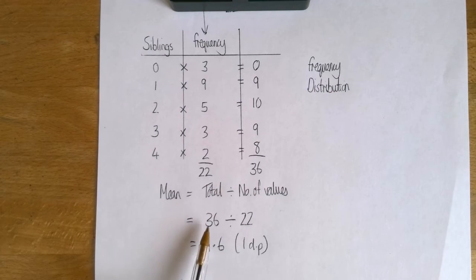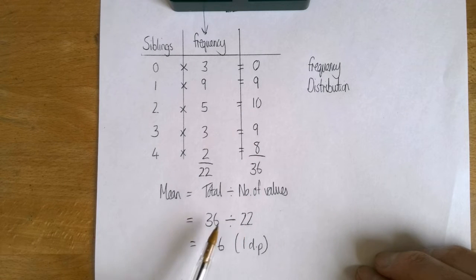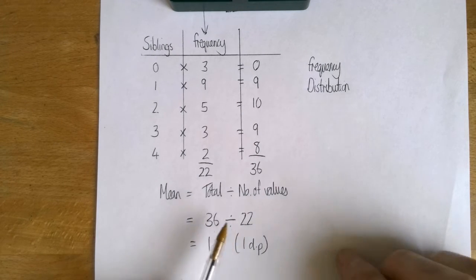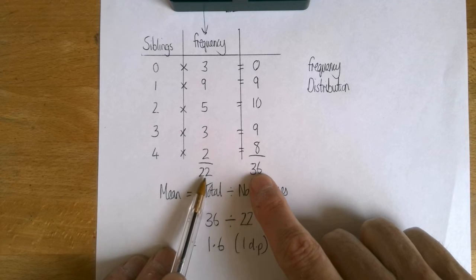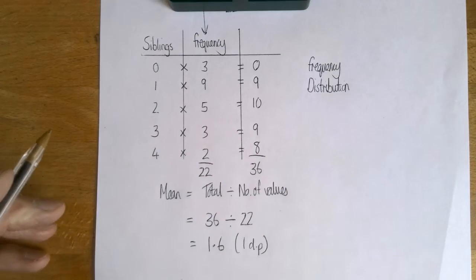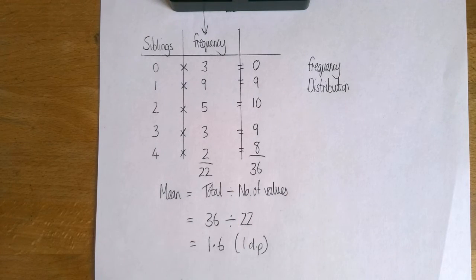And the other thing is the sum you do at the end is the total of all the, in this case, brothers and sisters, divided by the number of people we asked, 36 divided by 22. People often make the mistake of doing it the other way around, 22 divided by 36, because that's the order the numbers are in the chart. But you've got to remember that they need to be swapped over.